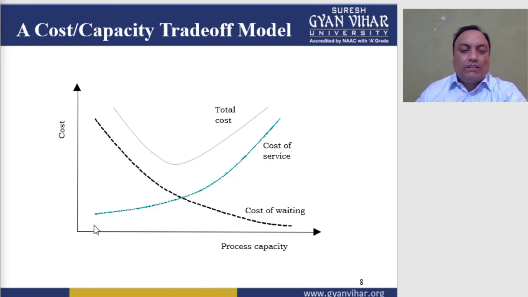In other words, if process capacity is increased, it increases the cost of the service. The waiting line is reduced also, but service cost is increased in this case. But total cost first decreases, and then it goes to a valley point, and then again it is increasing, right? So this is the graph of the total cost capacity trade-off, right?